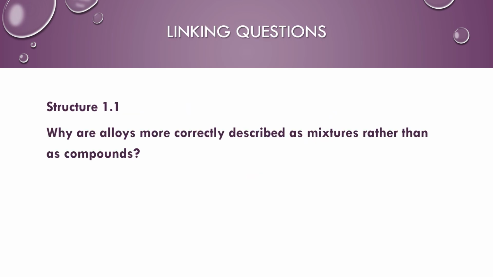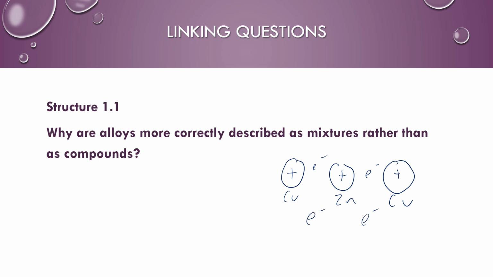And this section links back to structure 1.1 if you've already gone over that section. Why are alloys more correctly described as mixtures rather than as compounds? And it's really because the metals in the alloy are not necessarily bound directly to one another. You might have an atom of copper, and if, let's say, we're making brass, zinc, and they can be mixed together, and the electrons are free to move throughout them.